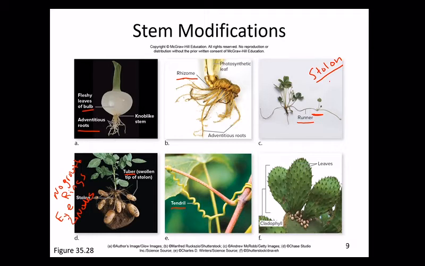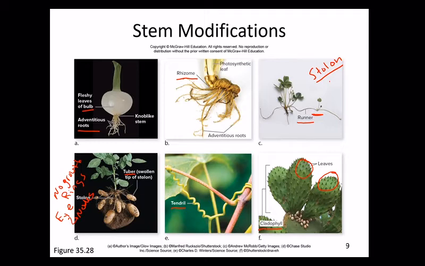The last modification in this group is a cladophyll. And cladophylls are found in cacti. These are really a flattened stem structure that make up the structure of the cactus. They may look like leaves, but they're not actually leaves. If you look on the surface, it's the spikes on the cactus that are actually the leaf modifications.